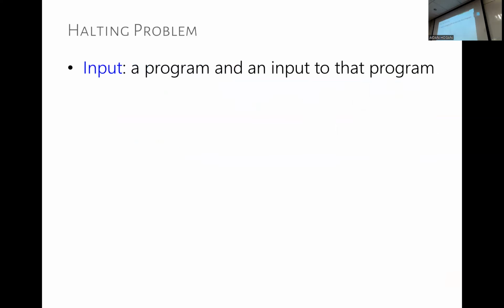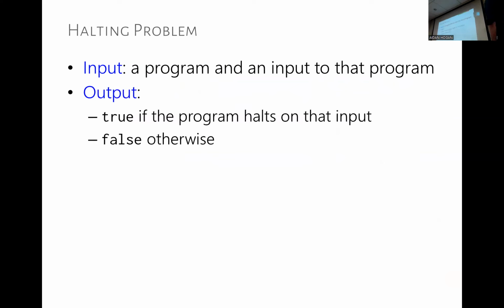This relates to the halting problem: if we could solve the halting problem, we could solve the Collatz conjecture, at least in theory. Have you heard of the halting problem before? No? This is the classical undecidable problem in computer science. You're given as input a program and an input to that program, and you're supposed to output true if the program halts on that input and false otherwise.